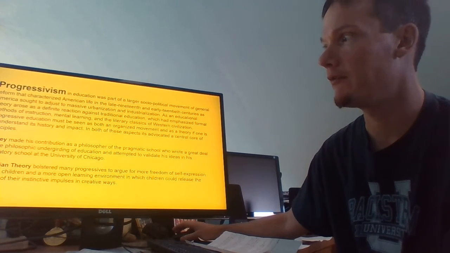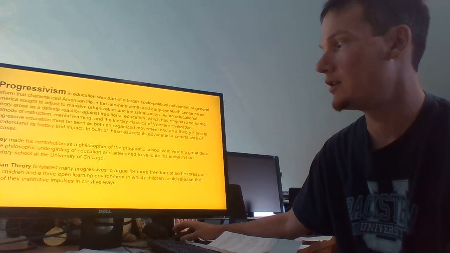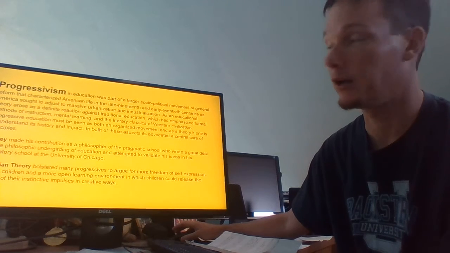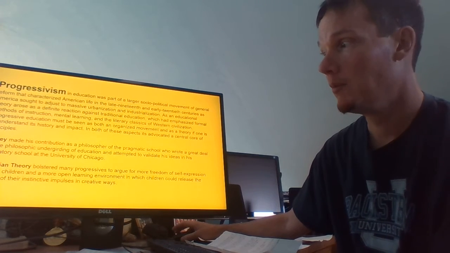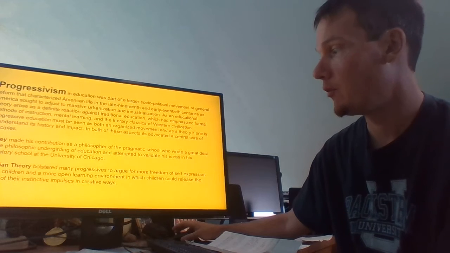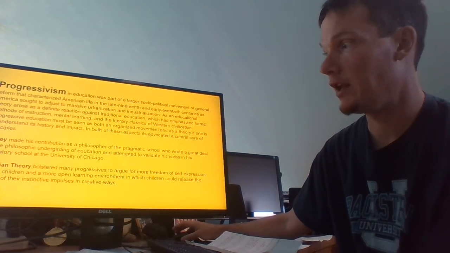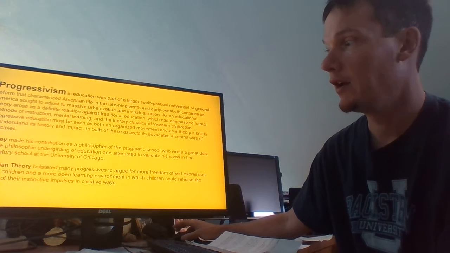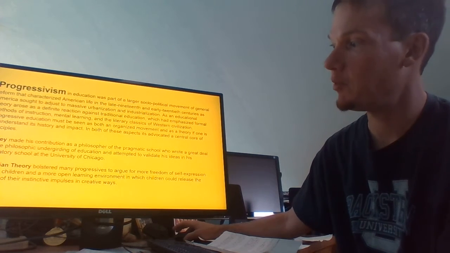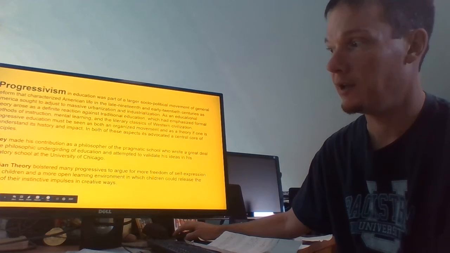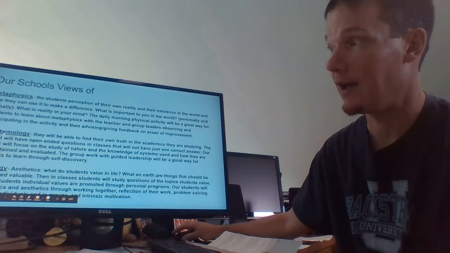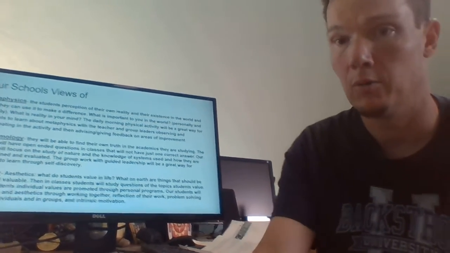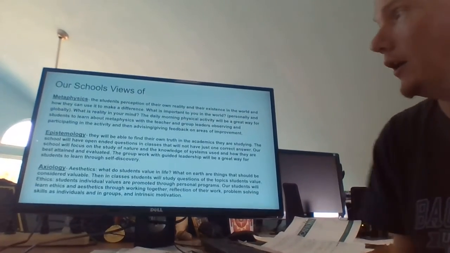So Dewey made his contribution as a philosopher of the pragmatic school who wrote a great deal on the philosophic undergirding of education and attempted to validate his ideas in his laboratory school at the University of Chicago. The Freudian theory bolstered many progressives to argue for more freedom, self-expression among children, and a more open learning environment in which children could release the energy of their instinctive impulses in creative ways, which we all know as educators, children have a lot of energy. So to get them to release it in a creative way would do a lot of good.